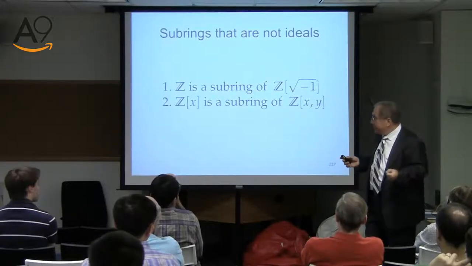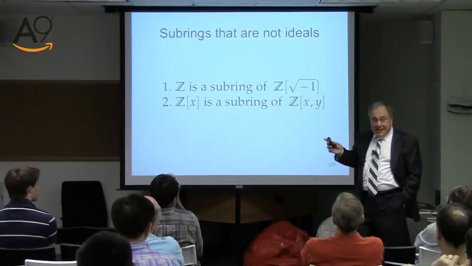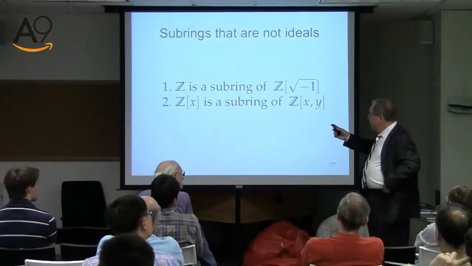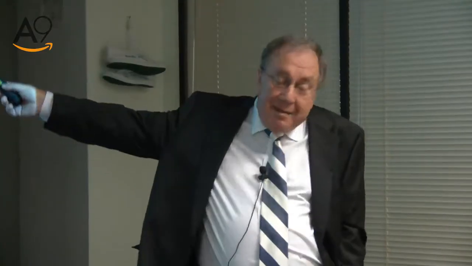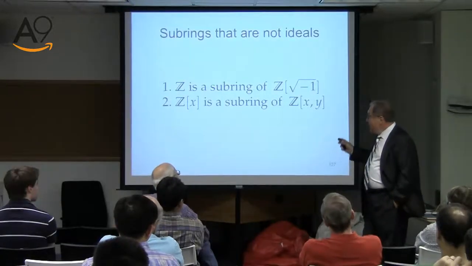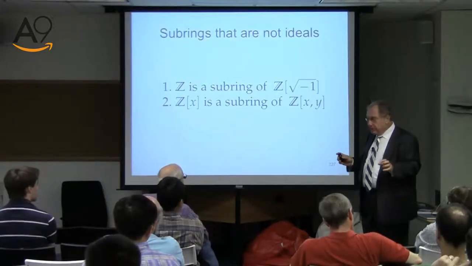Why are they not an ideal? Anybody know? We multiply by i and we don't get an integer, right? So the second axiom does not hold. Of course, the first axiom will always hold in a subring. A subring has to be closed under addition. But again, polynomials over one variable are a subring of polynomials over two variables, but it's not an ideal. Why not? Multiply by y. Right? So this is just to show you again.